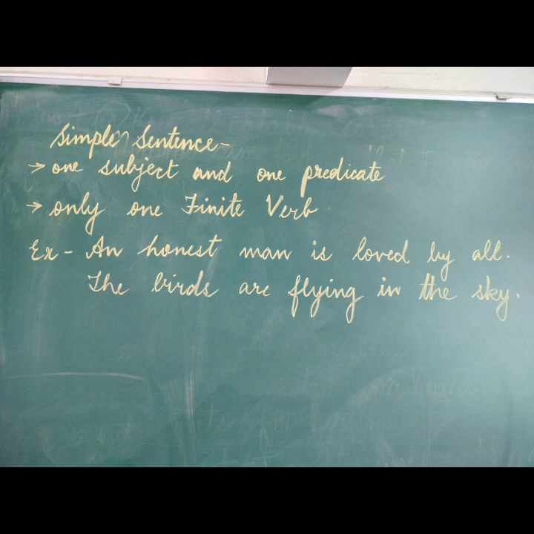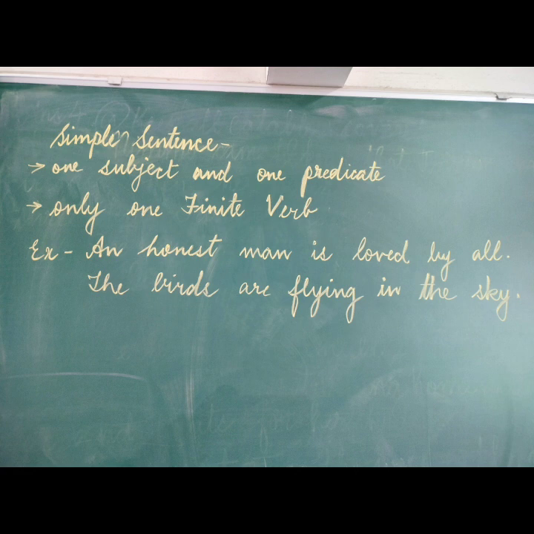Here also there's only one clause. The birds is the subject, are flying in the sky is the predicate. So we can see that a simple sentence is one independent clause. ये एक ऐसा क्लॉज होता है जो एक इंडिपेंडेंट क्लॉज होता है. It has only one main clause, one independent clause, and it has one subject and one predicate and one finite verb. This is the simplest kind of sentence.